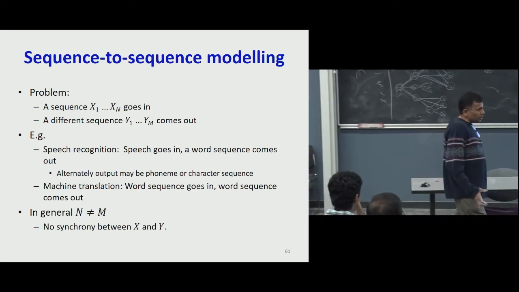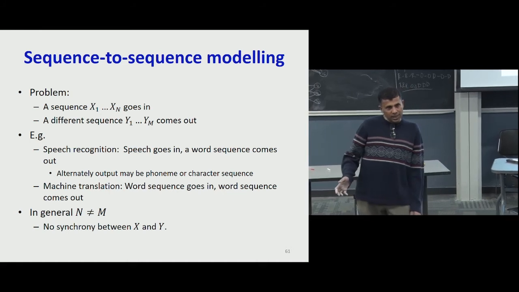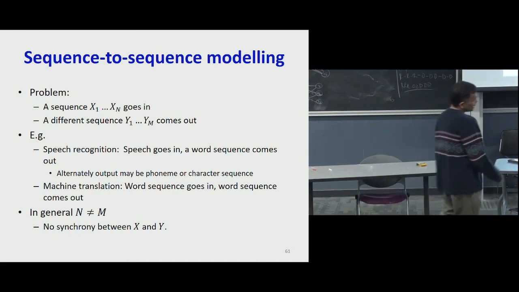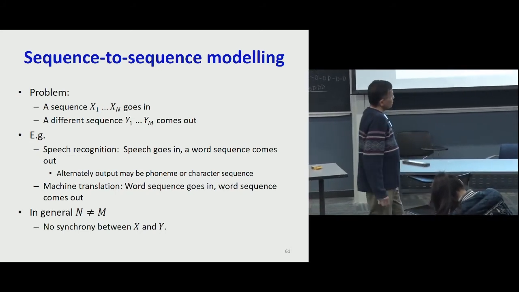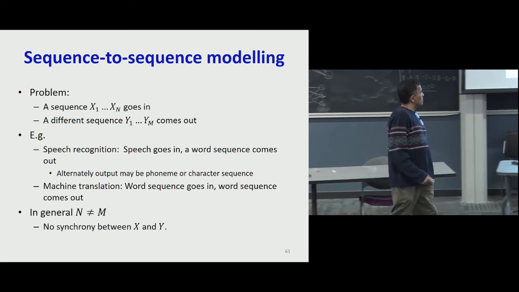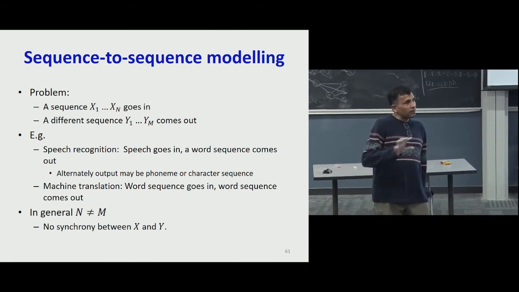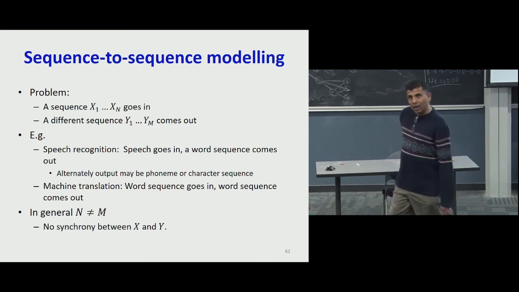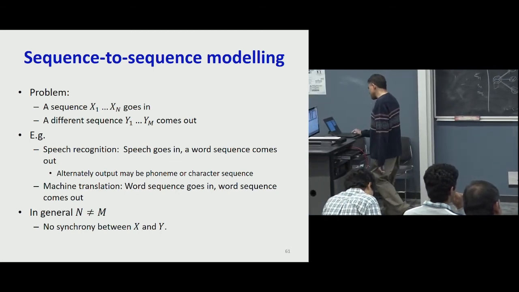Again, repeating the whole problem of sequence-to-sequence modeling. You had a sequence of symbols x1 through xn going in, and a different sequence y1 through ym coming out, right? Speech recognition: speech goes in, word sequence comes out. Machine translation: word sequence goes in, word sequence comes out. The number of input symbols and the number of outputs need not be the same. And more importantly, you might not have a synchrony between X and Y.